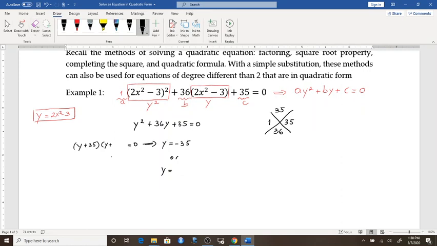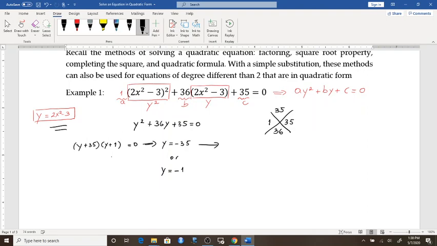Alright, so it's (y + 35)(y + 1) = 0. So y = -35 or y = -1. Okay? Now, you may think we are done with this, but we only solved for y. Now we need to solve for x, which means we need to come back to this substitution, which is y = x squared minus 3.